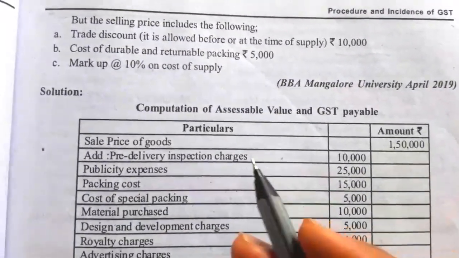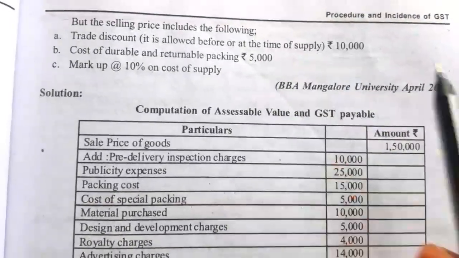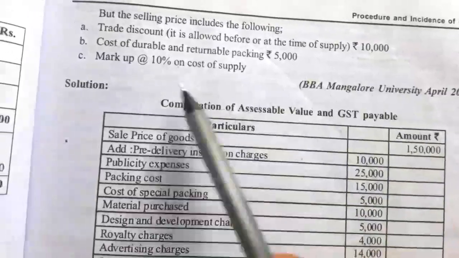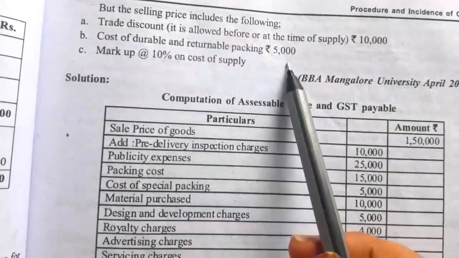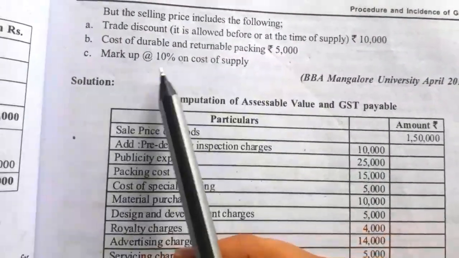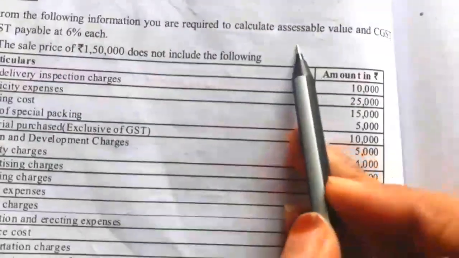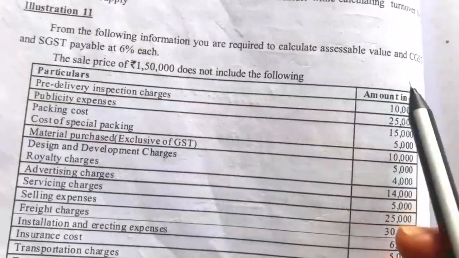Next, continuation. But the selling price includes the following: trade discount allowed before or at the time of supply rupees 10,000, cost of durable and returnable packing rupees 5,000, markup at 10% on cost of supply. So with this information we have to compute the assessable value.